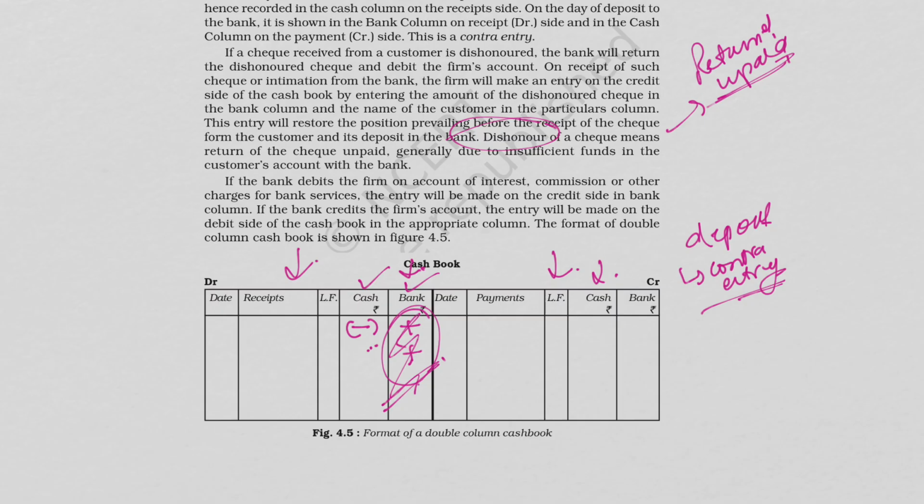Okay, the entry is made on the credit side of the bank column, and the customer name is written. In case of bank charges, we'll write it on the credit side of the bank column. Because with bank charges, our bank balance is reducing. So any reduction in the asset is written on the credit side. Overdraft is when the bank column has a credit balance, meaning the business owes to the bank.